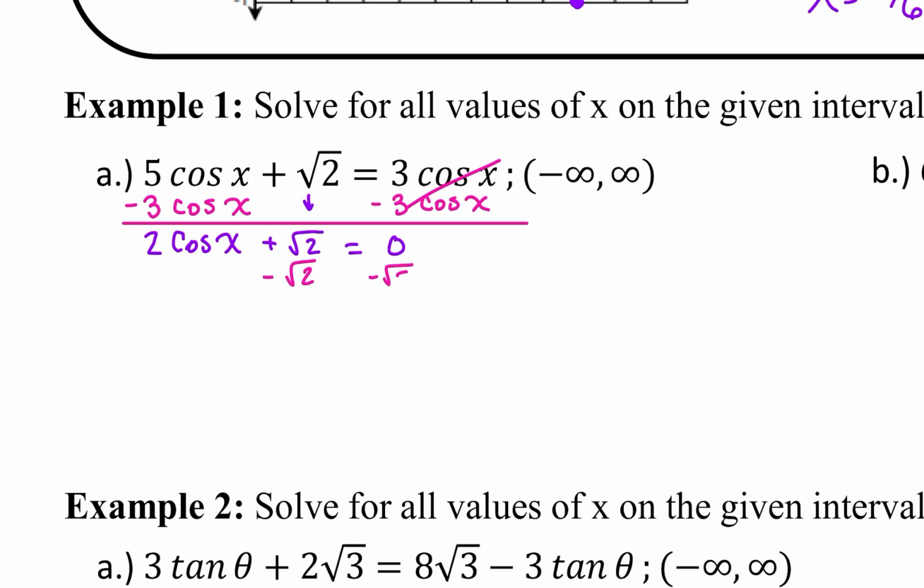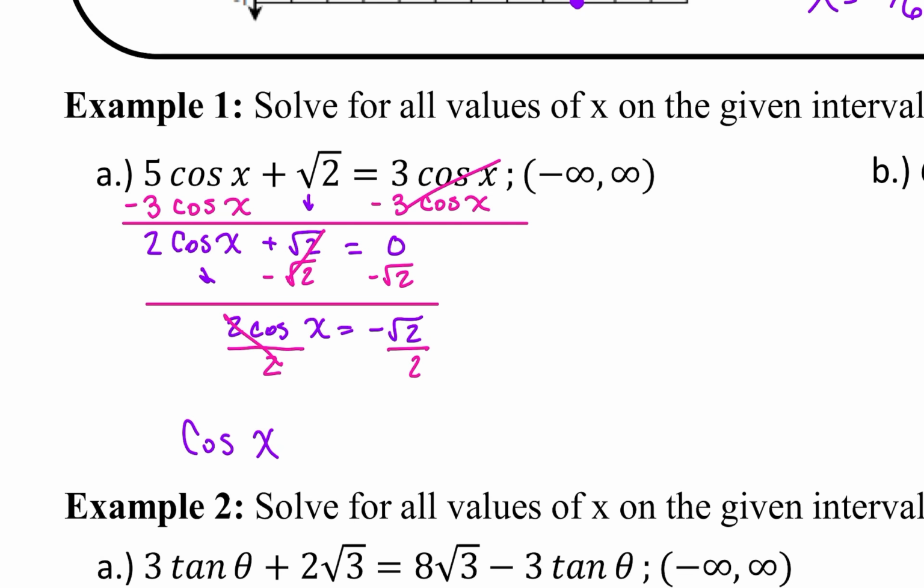Next, I'm going to subtract this square root of 2 from both sides. That's going to cancel out, so positive square root of 2 and negative square root of 2 cancel. I bring down my 2 cosine of x equals negative square root of 2. One more step is to divide the 2 out from in front of this cosine of x. So ultimately, I end up with cosine of x equals negative square root of 2 over 2.